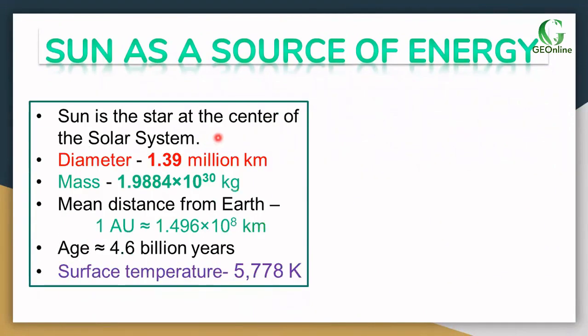Sun is a star at the center of the solar system. Its diameter is around 1.39 million kilometers. Mass is 1.9884 × 10^30 kilograms. Mean distance from Earth is around 1.496 × 10^8 kilometers. Age is approximately 4.6 billion years and surface temperature is around 6000 Kelvin.